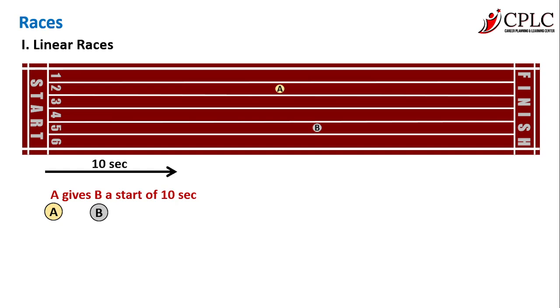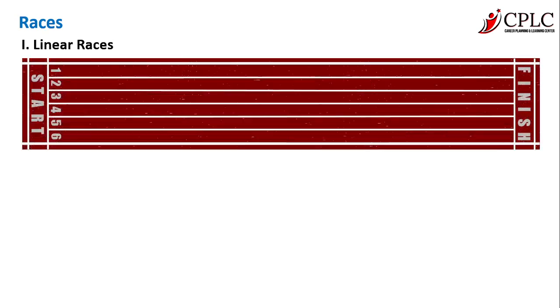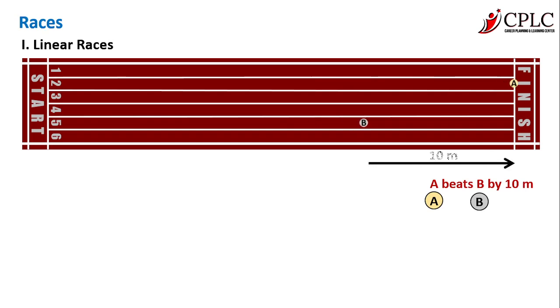The next 2 points are related to the finish line. For example, it says that A beats B by 10 meters. Now look at the wordings. A beats B. So obviously, the only time A will beat B is when A has already won the race. So he must be at the finish line, and B is still 10 meters away from the finish line. The same thing can also be in terms of time.